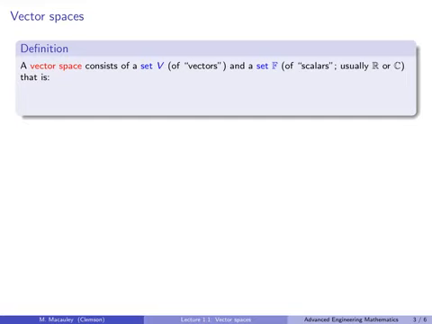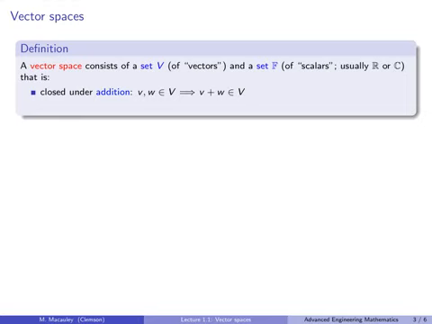A vector space is one of the most fundamental objects in linear algebra. Here's a definition. A vector space consists of two things. First, a set V, think of these as vectors, and a set F, think of these as scalars. They're usually either the real numbers or the complex numbers. And then there are two properties that have to hold, and they're very natural.